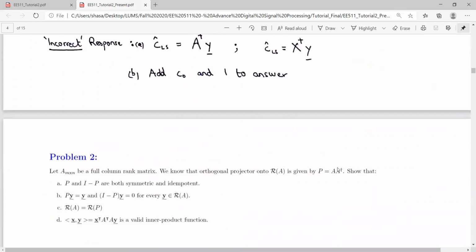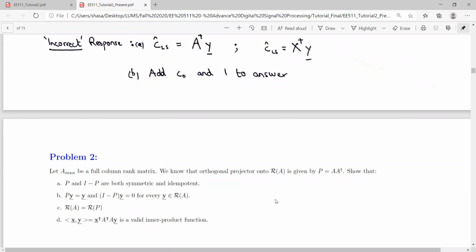So here's the second question. We have a full column rank matrix, which means it's a tall matrix with a rank equivalent to n, and then we have an orthogonal projector on the range space of A, which we have seen already in homeworks, and which is equal to the product of A and the pseudo inverse of A.